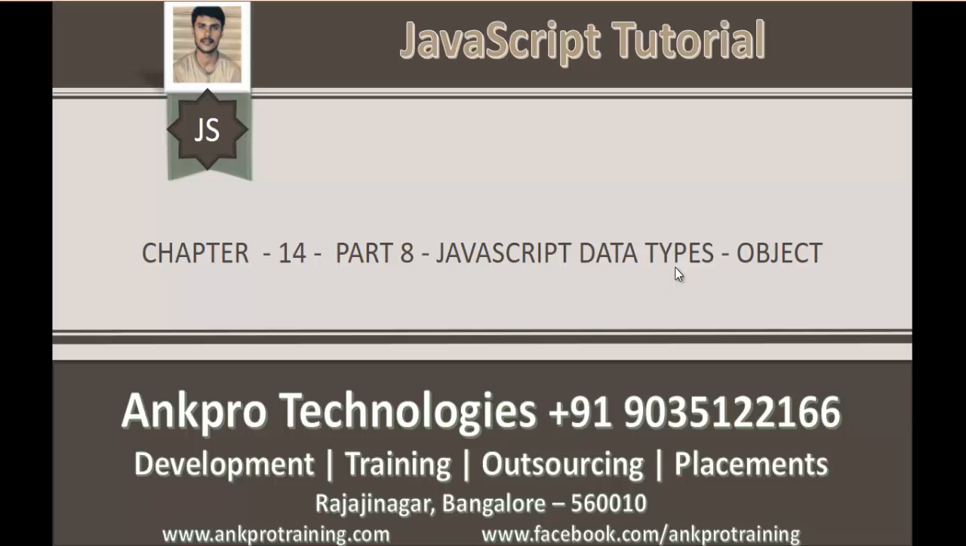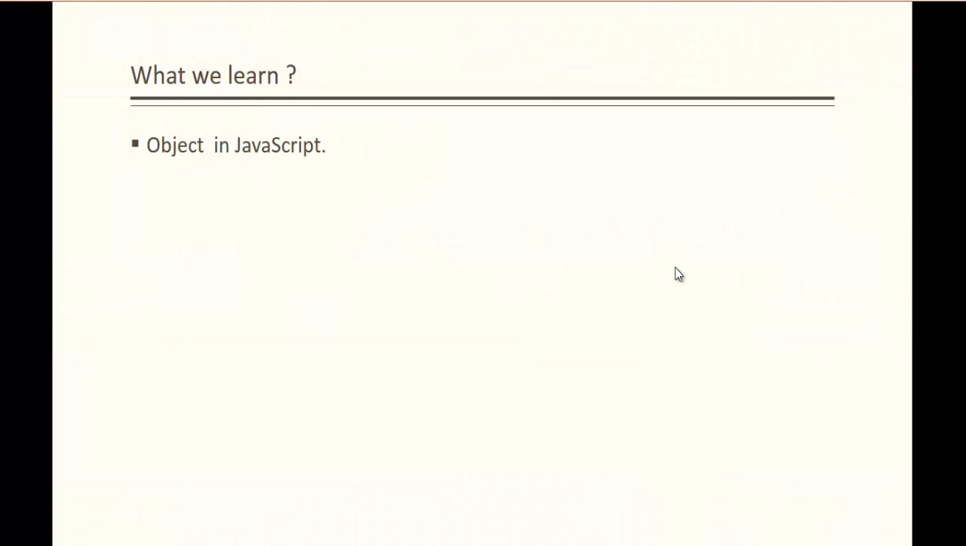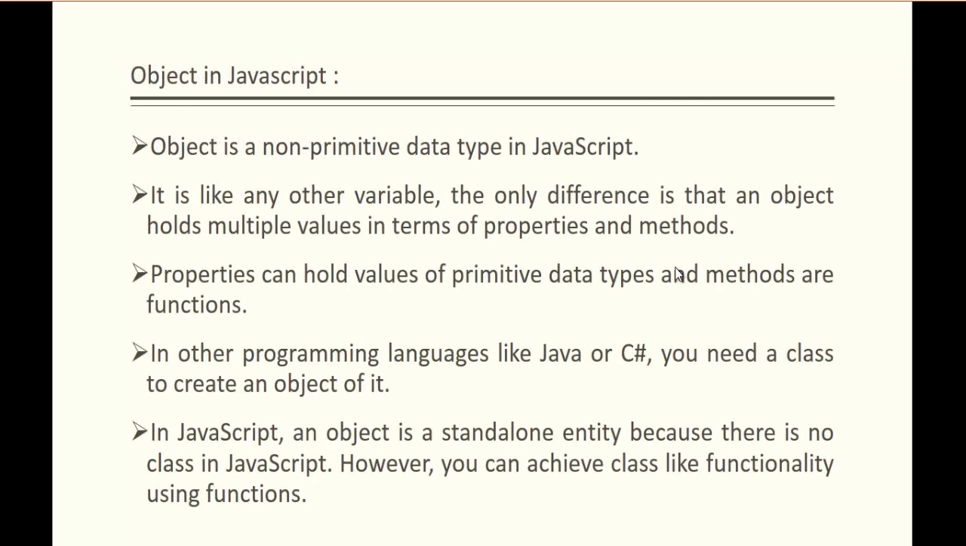My name is Harish. In this session, we are going to learn about the object in JavaScript. In the last session, we learned what an object is and what the difference is between an object and a variable, and also we saw what an object can consist of. It can consist of properties and methods.